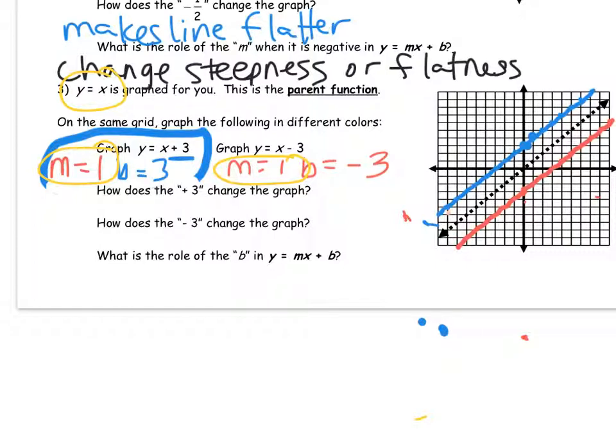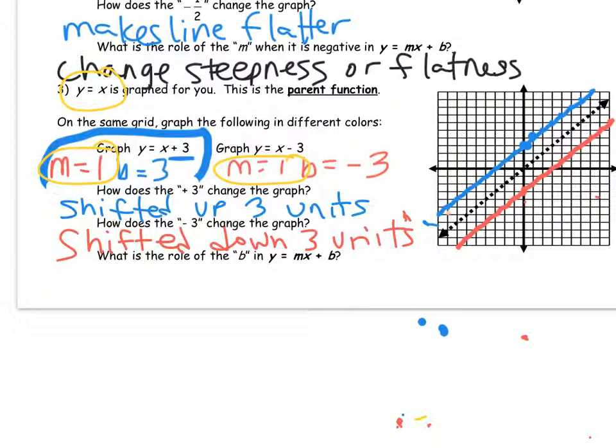But what did change? Well, on my blue graph, I had a y-intercept of +3. What did that do to my line from the parent function? Well, it shifted it up. So it shifted it up 3 units. And then let's look at the red line. What did that -3 for my y-intercept do to my red line? Well, it shifted it down.